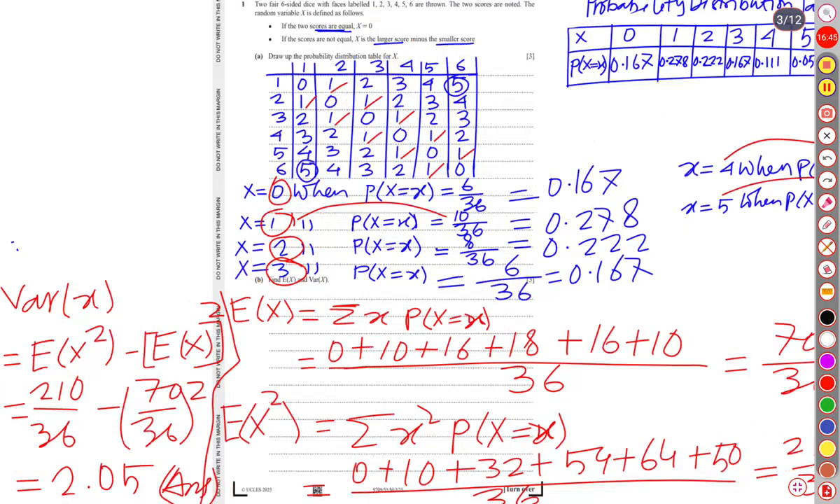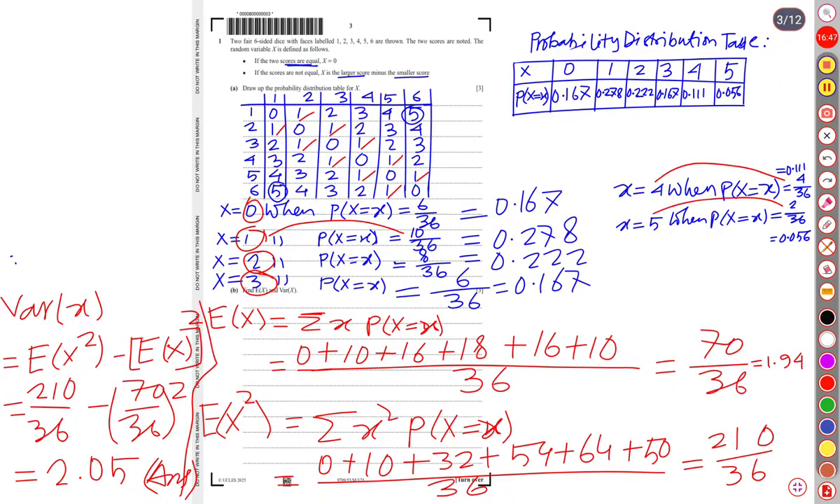So that's all about finding the probabilities of each of the values, then finding the expected value as well as the variance. 2.05 is our final answer, and variance is actually the expected value of the square minus the mean square. Mean means E(X) whole squared.